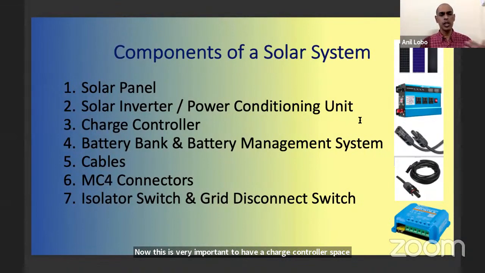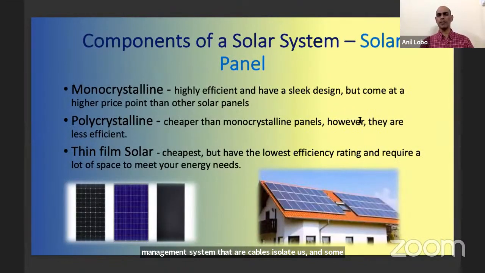And let me explain to you a little bit more about on-grid, off-grid, and hybrid systems as we progress. And finally, we have the battery bank and a battery management system. There are cables, isolators, and some disconnect switches. Now, let's go through each component individually.